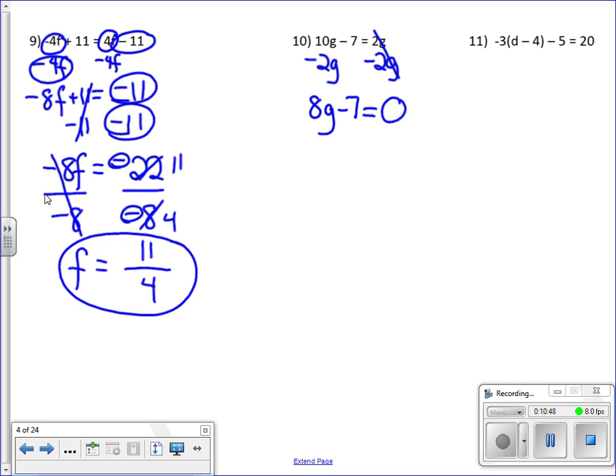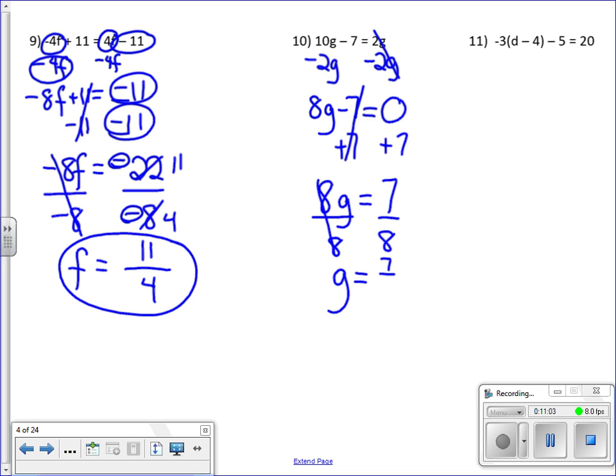Now I need to add 7 to both sides to get rid of my 7. So now I have 8g is equal to 7. All right, now I'm going to divide both sides by 8. And then my answer becomes g is equal to 7 over 8. Again, a fraction is fine for my answer.